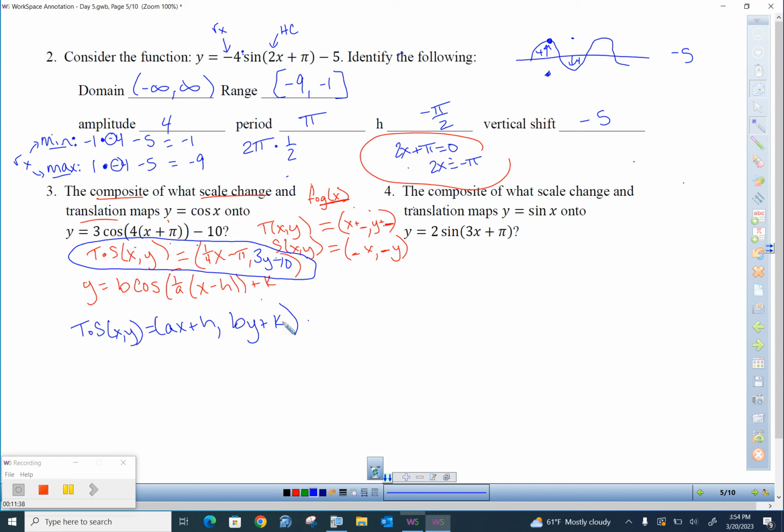The key, though, that is really important is this h part of what we just talked about. If we don't see the double parentheses, that should be what you solve for first. So I want you to write that as a note here. Find h first. And we'll do that by just setting that 3x plus pi equal to 0 and solving. Okay, and now that we know that, we can skip right to the rule. Going in order, ax plus h, flip, flip, by plus k, keep, keep.